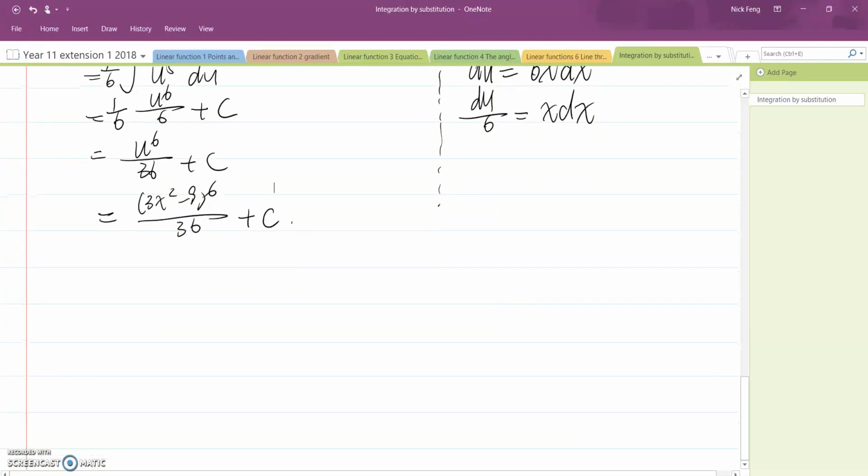Hi, let's continue on integration by substitution. Another example, now this time involves a square root in a fraction form. So it looks a little bit more complicated, but it's kind of the same. We just need to change the roots in the fraction as indices. So let's have a look.